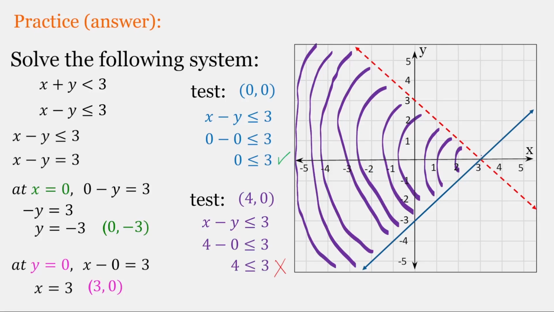And then in this case, where these lines cross is not included in the solution because it's on that first line, x plus y less than 3.